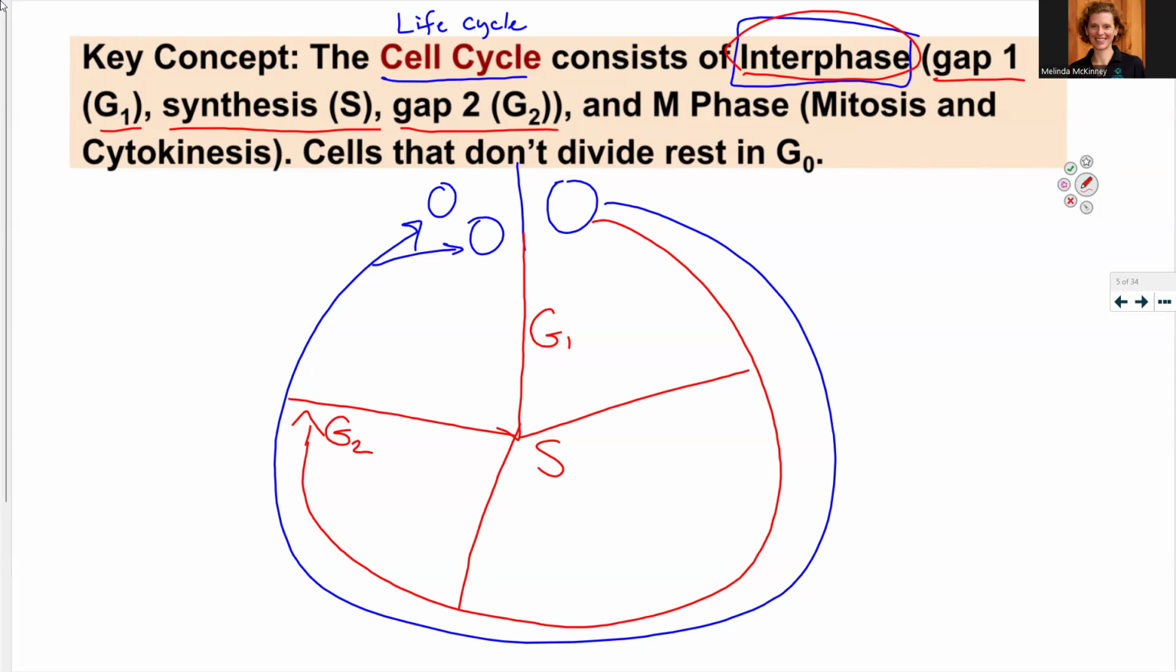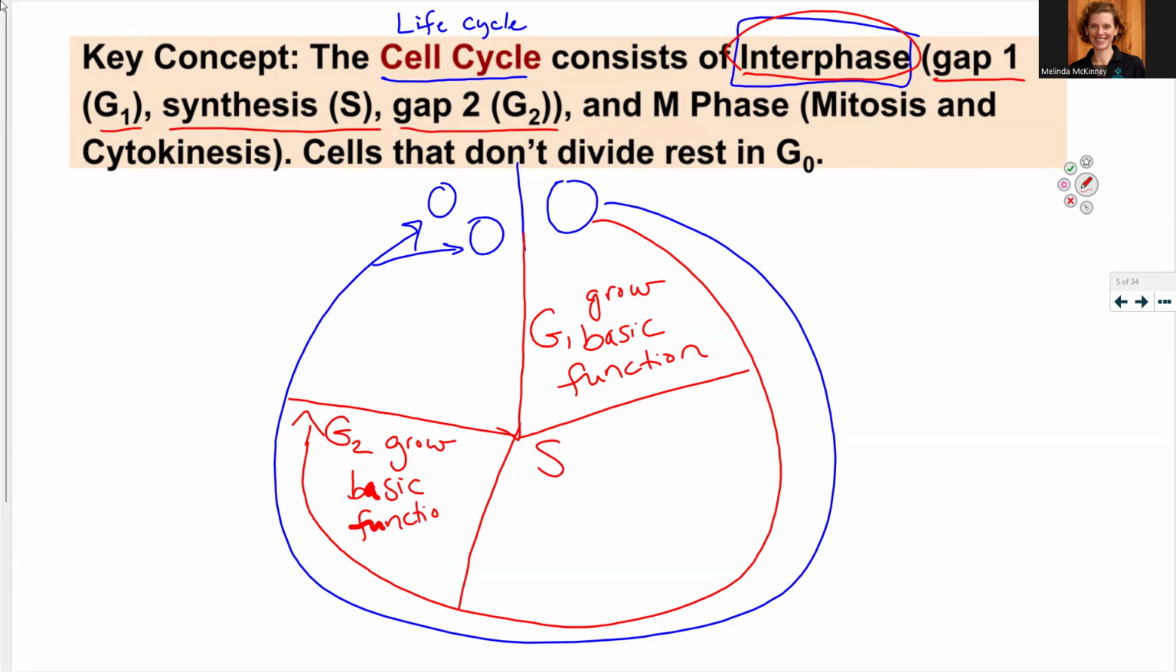Basically, in the gap phases, this is when the cell is going to grow, and it's going to perform basic maintenance and basic function. It may not always be growing a lot, but it could grow during that time, along with the basic metabolic function of the cell, whatever that cell is made to do. If it's a muscle cell, it's contracting. If it's a gland cell, it's secreting something. So, basic function.